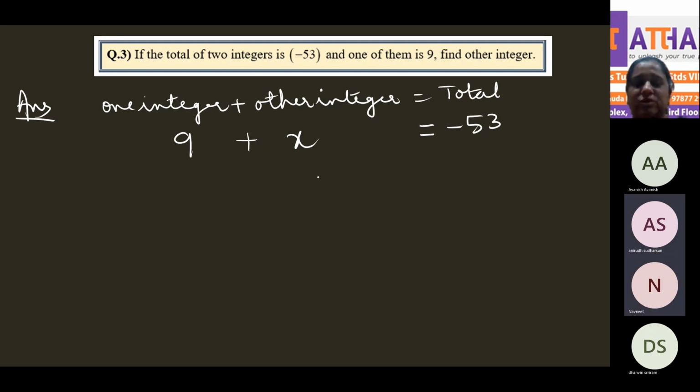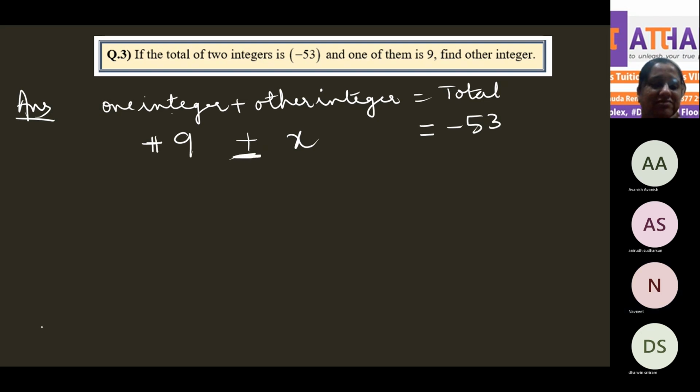Yeah, now tell me, transpose and tell me. What will happen to 9 if it goes to the other side? Ma'am, plus 9 will become minus 9, ma'am. See, the 9 has a sign here. 9 is plus, this sign, not this one. So 9 is positive because it has a plus sign before it.